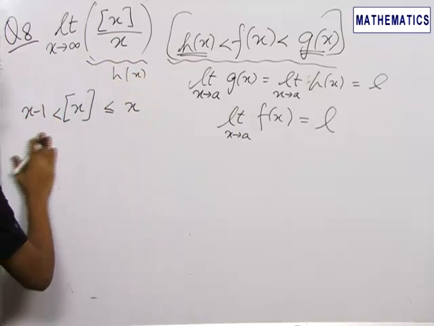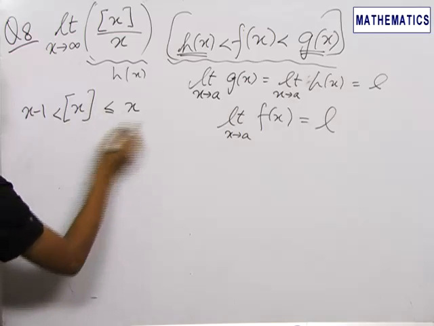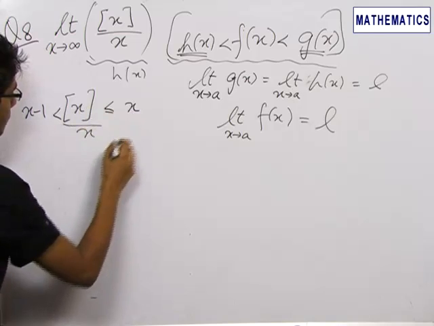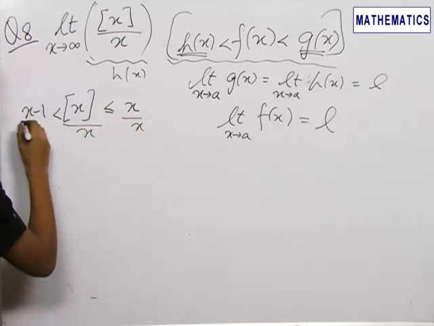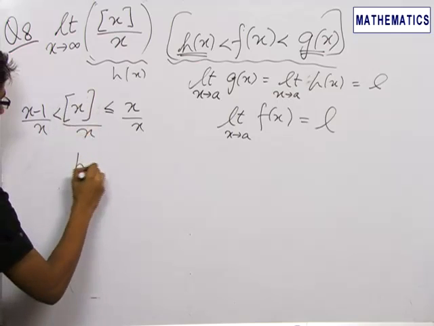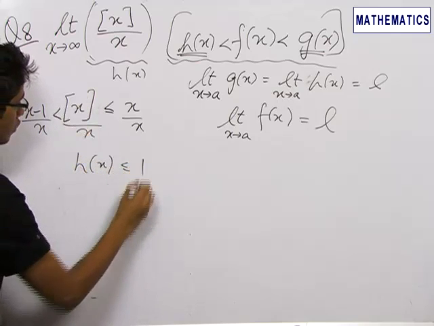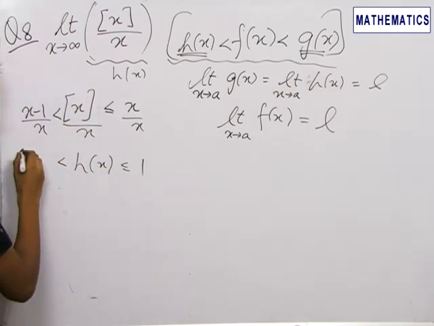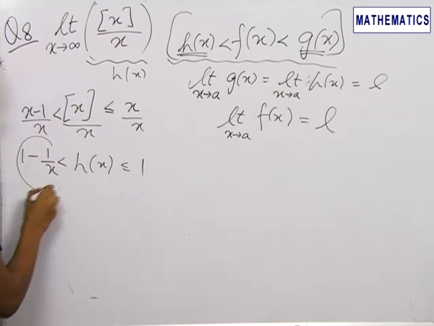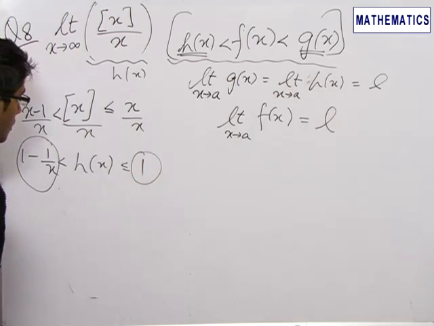it can be written as follows. On dividing all the sides by x, we get bracketed x upon x is less than or equal to x upon x and greater than x minus 1 upon x. So this is our h of x, which is less than or equal to 1 and greater than 1 minus 1 upon x. Now we try to find out whether these two functions have the same limit or not as x tends to infinity.